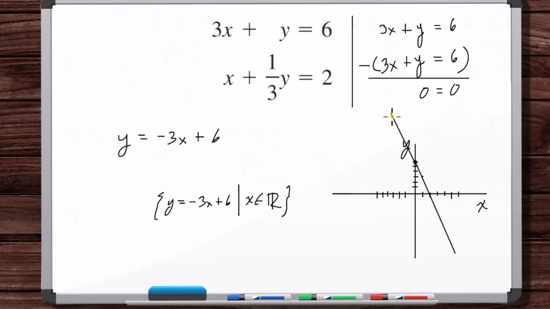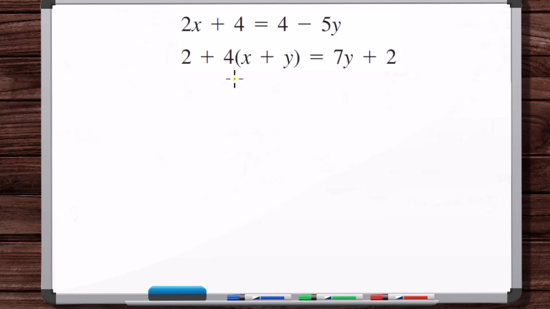So the solutions: if you take any xy pair off this line and plug it in here, it's going to solve that system, which means it's an infinite number of solutions. It's the same way that for an equation in one variable, if you had x is all real numbers, that's an infinite number of solutions. It's the same here in that sense, because this line goes off to positive and negative infinity.